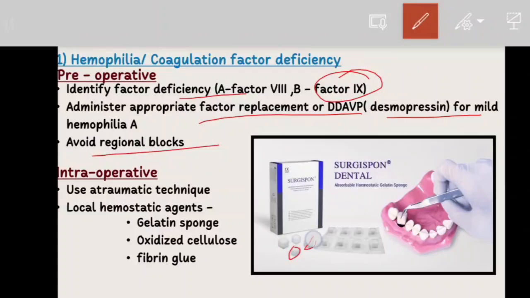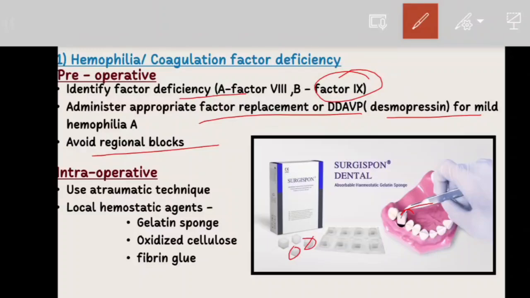Here the image shows a gelatin sponge and how it is placed inside the extraction socket. After the extraction, we place the gelatin sponge inside the socket. It helps in clot formation and controls the bleeding. It is absorbable and safe.